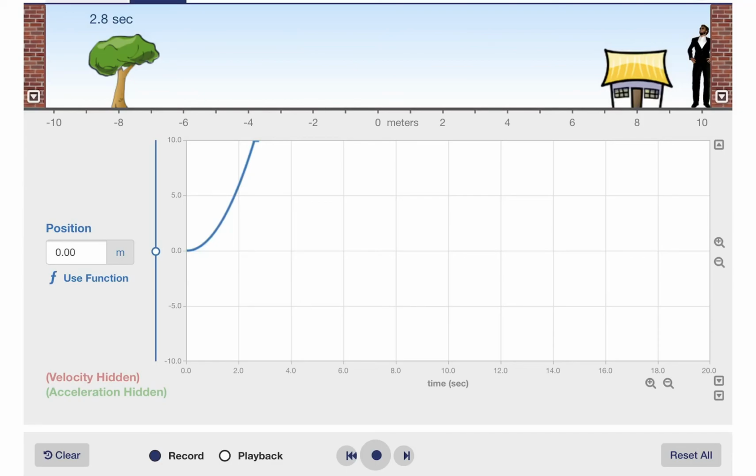So you can see the slight curve to the graph before he crashed into the wall, and that's where it started leveling out. But the increase was slow at first, and then as he speeds up, the curve gets steeper and steeper. So that's what accelerating away from his origin or his target looks like.